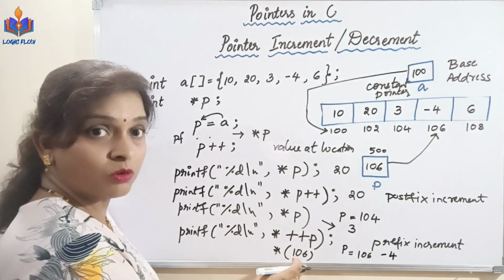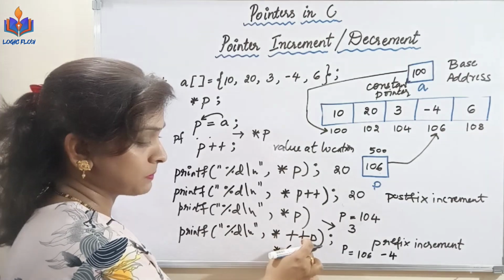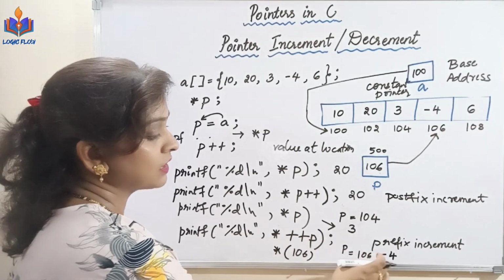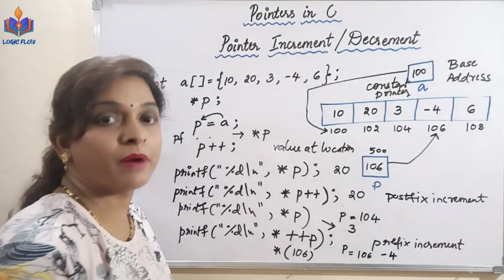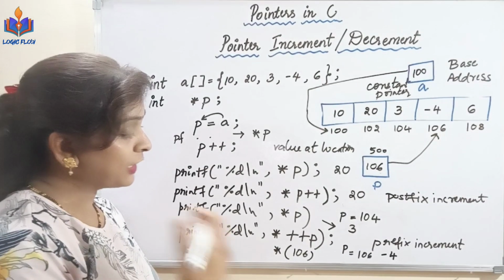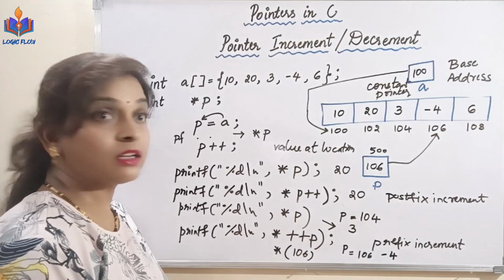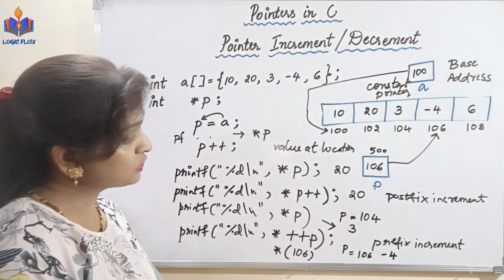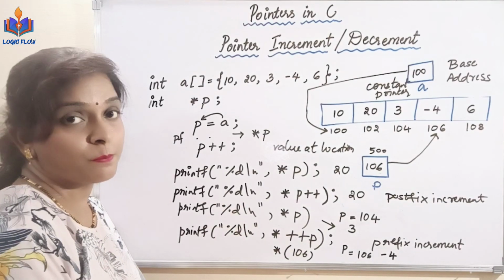Got it? So hope you are understanding this. Asterisk P, asterisk plus P. So it is asterisk 106. So what is the value at that location? It is minus 4. And in the next line, if you try to print the value of asterisk P, P will be 106. Once again, I'll get minus 4. So hope you have understood this increment, prefix and postfix.